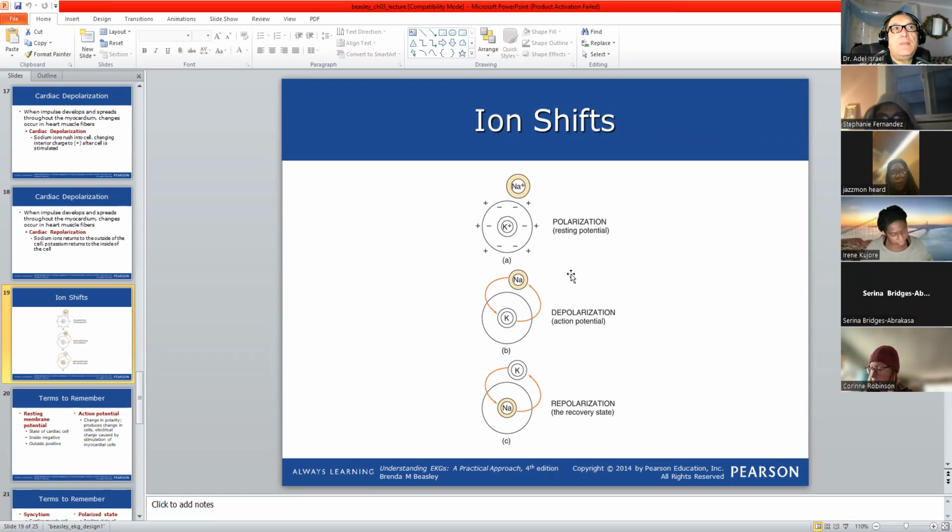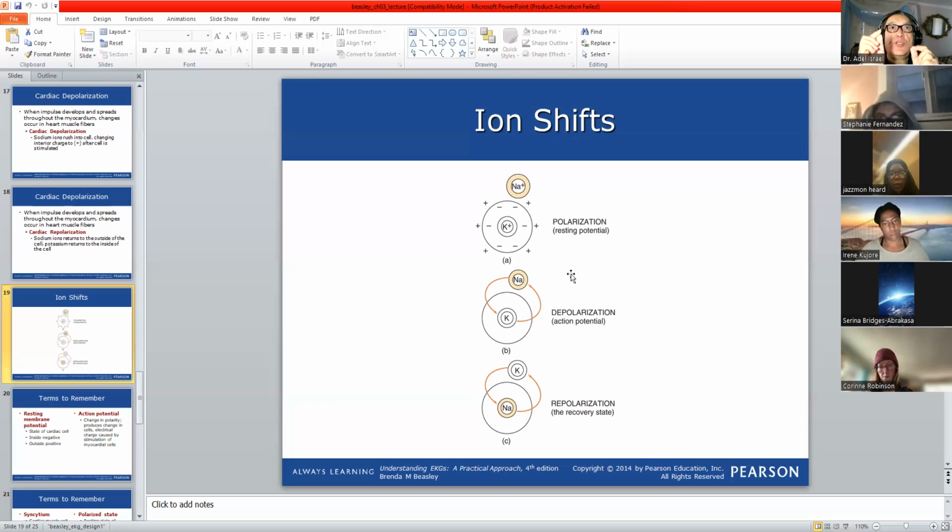Sodium and potassium don't like each other. Put this in your mind. Sodium and potassium don't like each other. If I don't like someone, I will not stay in the same location where he is sitting next to me. So potassium is inside the cell nucleus. Sodium is outside.